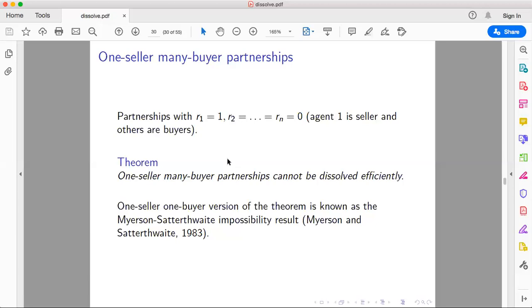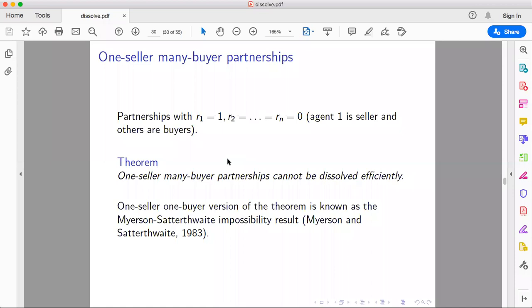Excuse me, sir. In this case, efficiency and IIR will try to contradict each other. Is it correct? Not really. Why? Because efficiency will demand the highest valuation buyer to get the object. Yes. But then if his value is less than the value of the seller, then the seller will get something which is less than his reserve value. So he needs to be compensated enough, right?